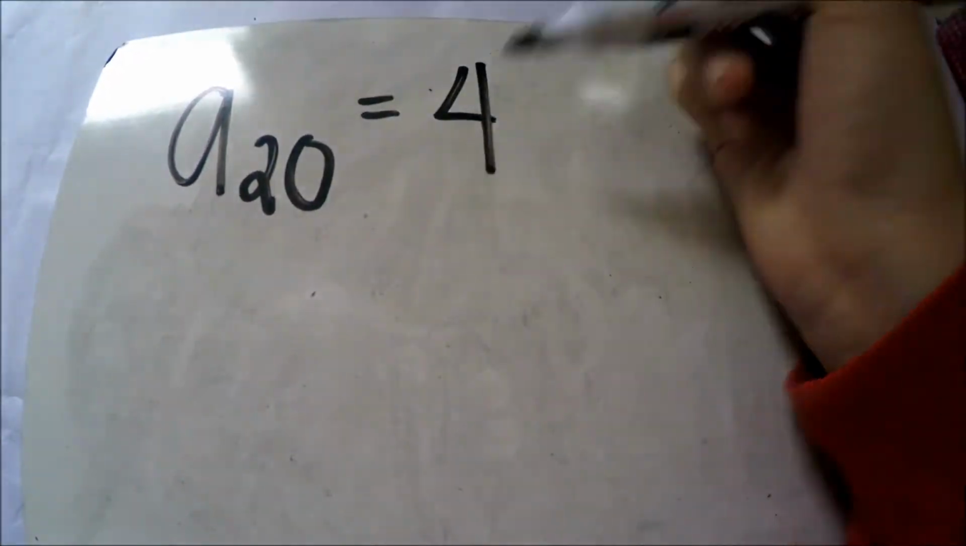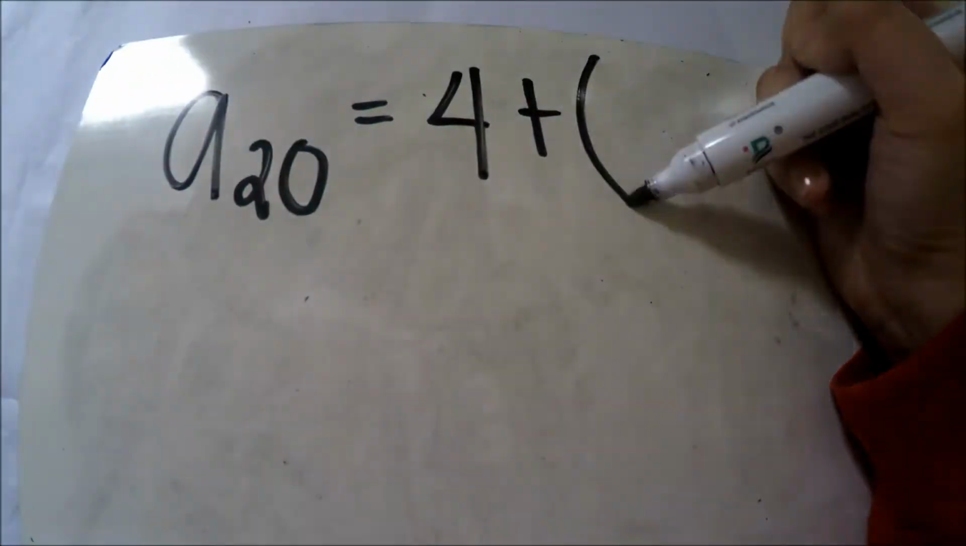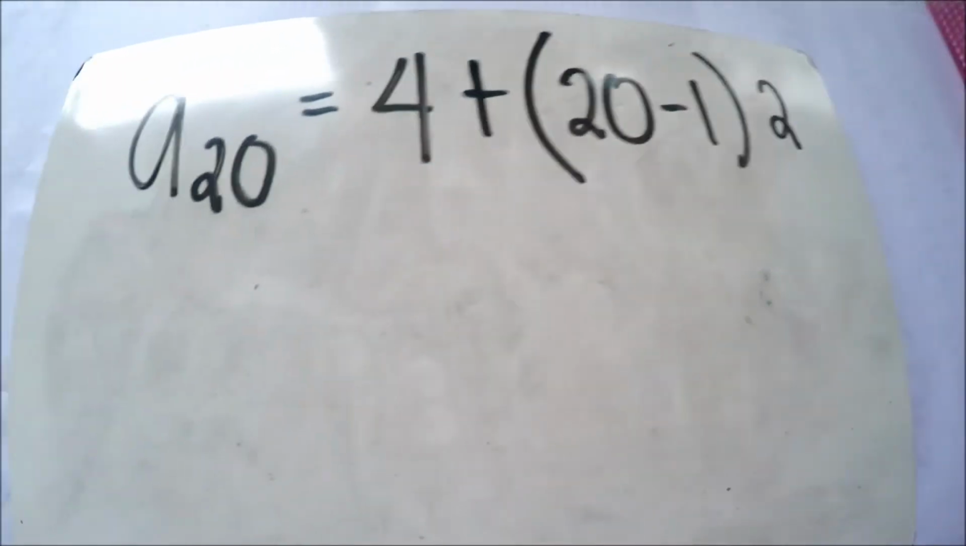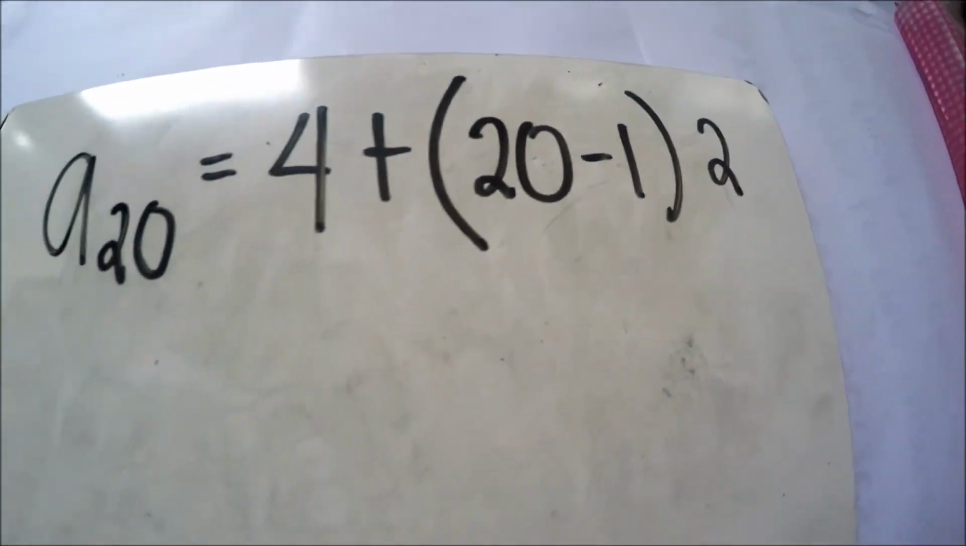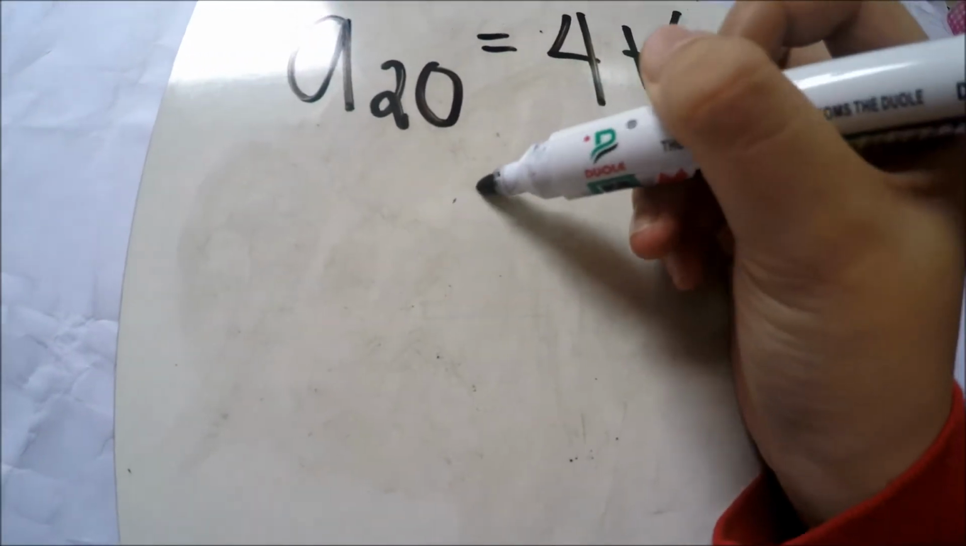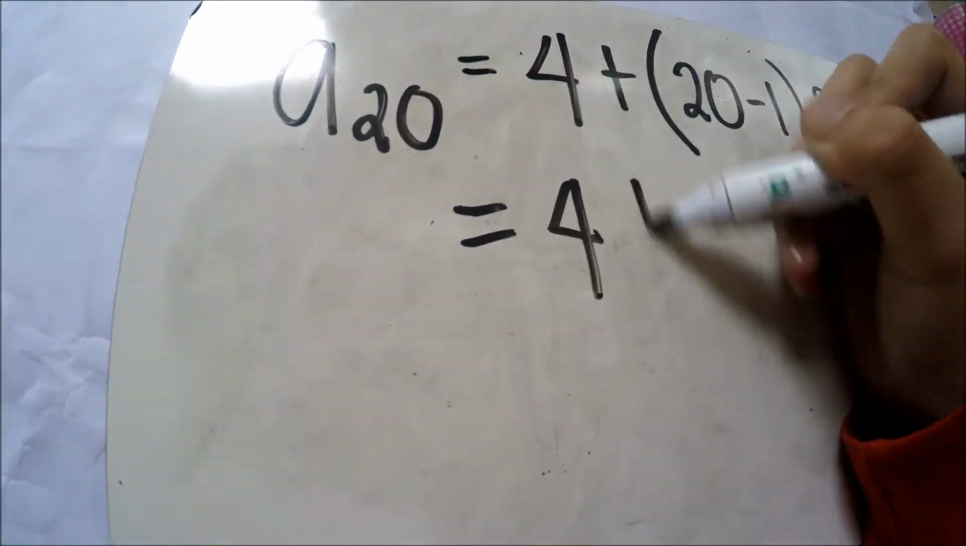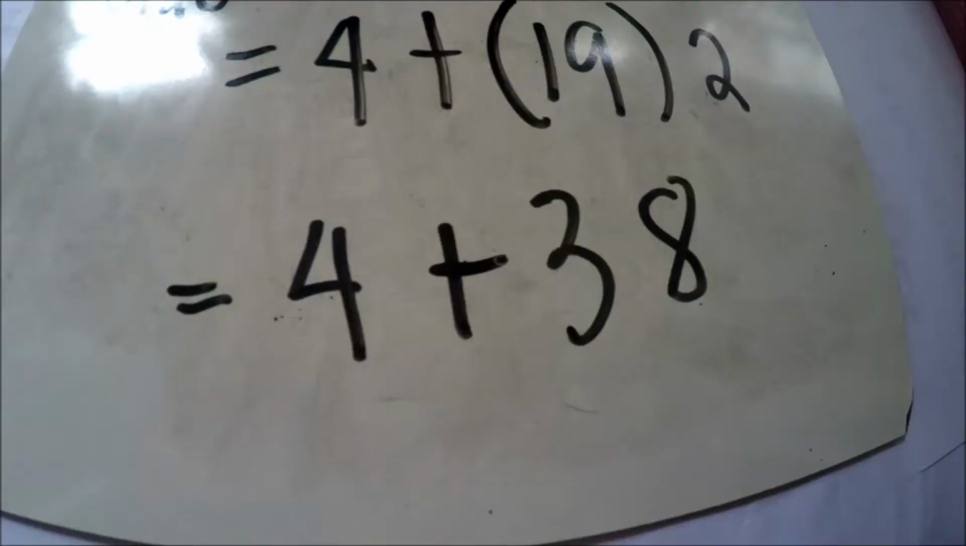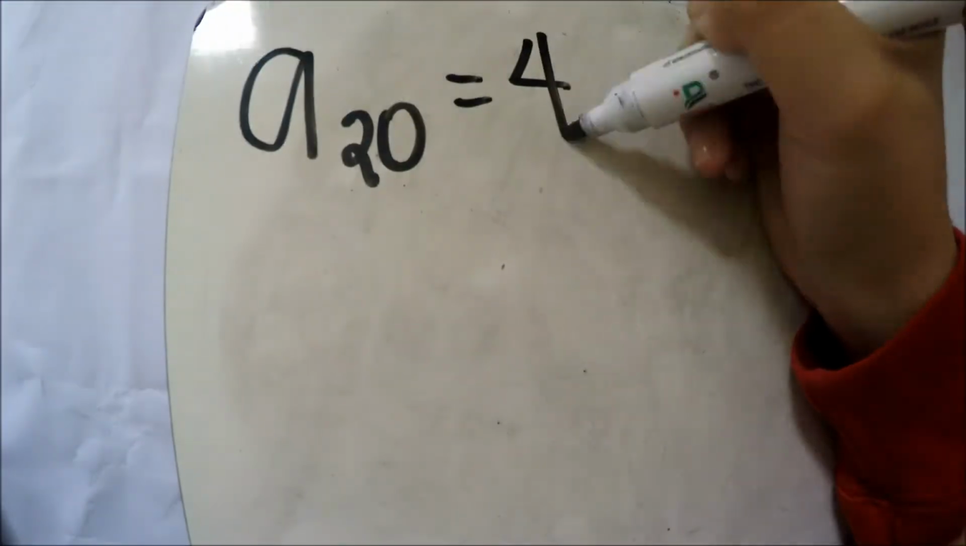First step, of course, input the given terms: a sub 20 as the last term, 4 as the first term, 20 as the number of terms, and 2 for the common difference. Then solve first the numbers inside the parentheses. Subtract 1 from 20, you'll get 19. Then multiply 19 by 2, you'll get 38. And add 4 and 38. You'll get 42. And that's your a sub 20.